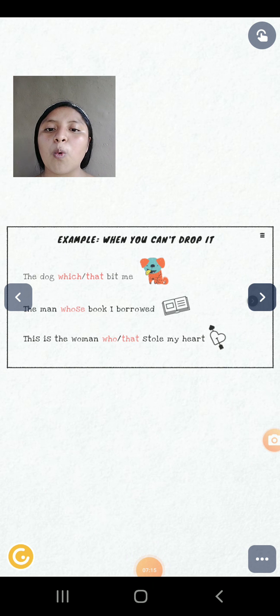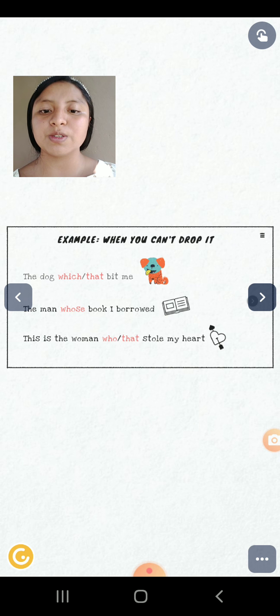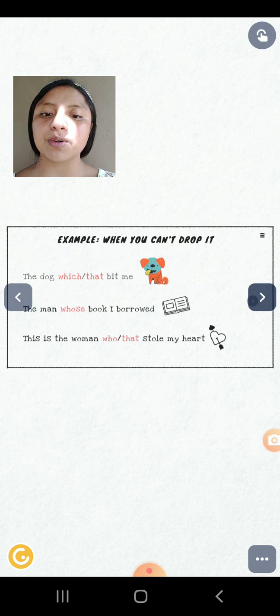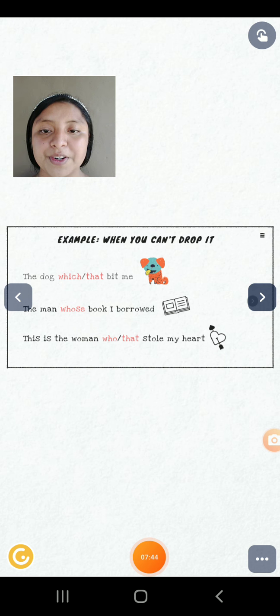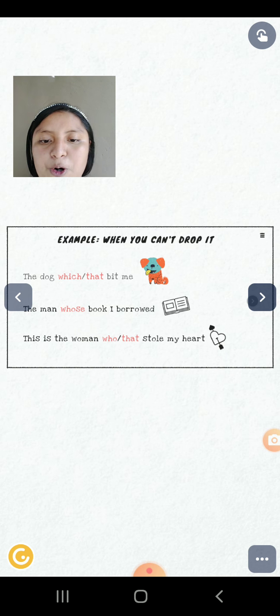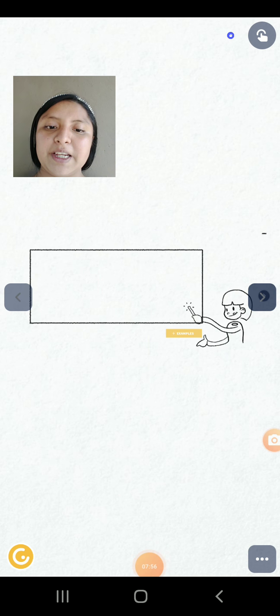Here are the cases when you can't drop it. For example, the dog which bit me, not the dog bit me. The man whose book I borrowed, not the man book I borrowed. If we see, we lose the meaning here. We cannot say the man book I borrow. So you say the man whose book I borrow because you are referring to that specific man. The last one, this is the woman who or that stole my heart. So here we can drop it.